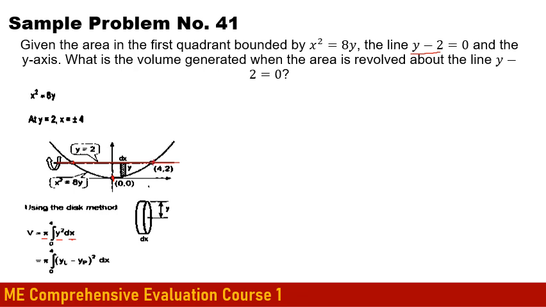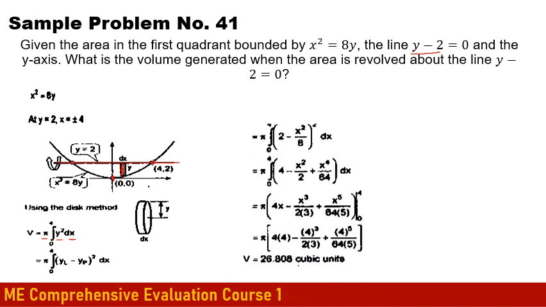For the value of y, it is the length of the strip, and that is y up minus y down. Y up is the y of the line, which is equal to 2, and y down is the curve here. It touches the curve at the bottom. That's why y down is x squared divided by 8 if we solve for y here. Then we raise this to the square, dx. From this, you can already use the calculator to get the result, but you can also solve it manually, just like here. The volume that you will obtain is 26.808 cubic units.